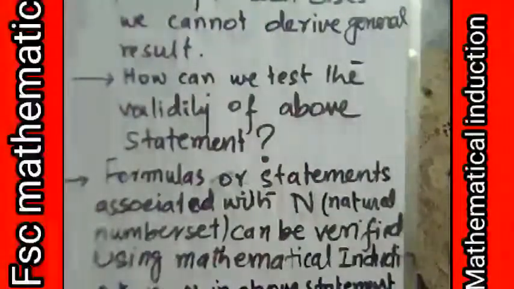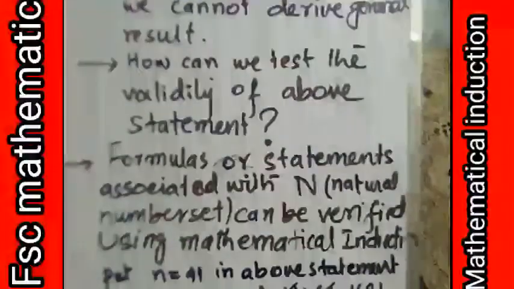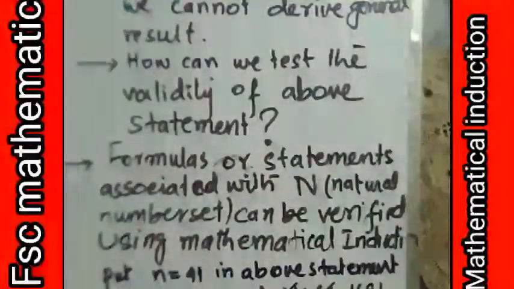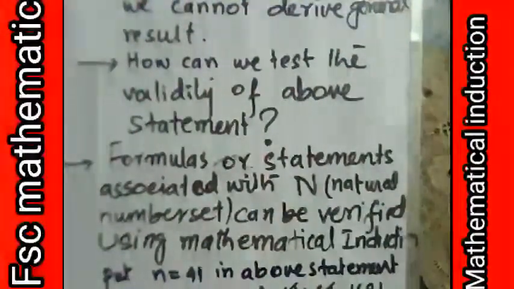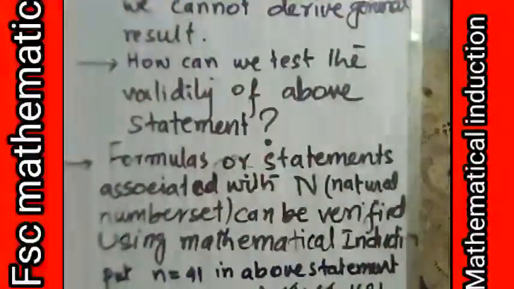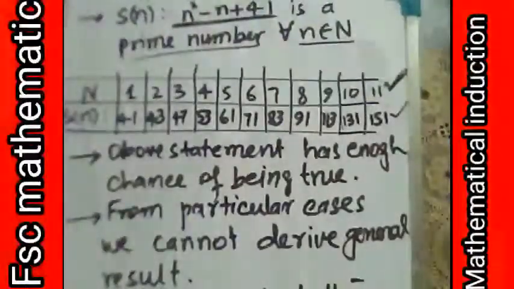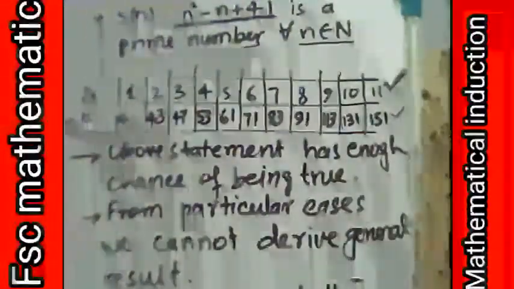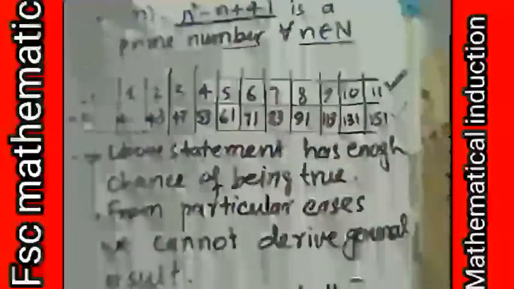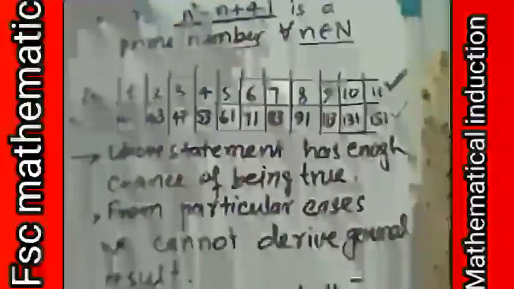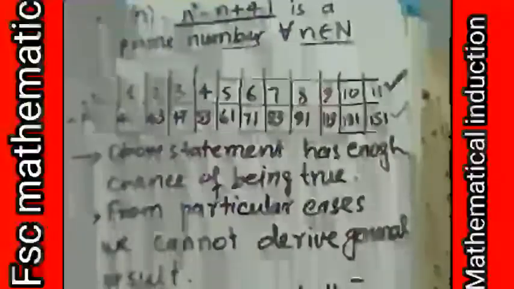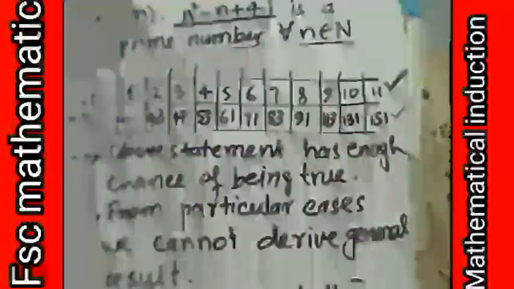Can we test a statement for 40 values? Can we verify a statement for 40 values? This statement can be verified for 40 values. Maybe some other statements are verified for 100 values, for 200, for 500, for 1000, for even more values. The counterexample we find after even 100,000 values.